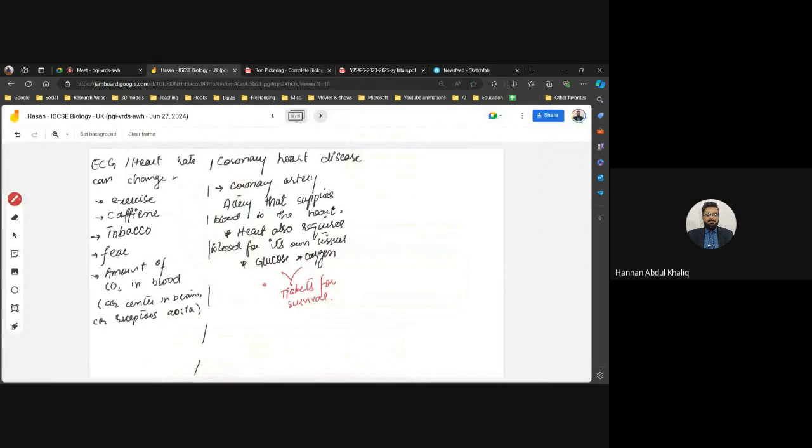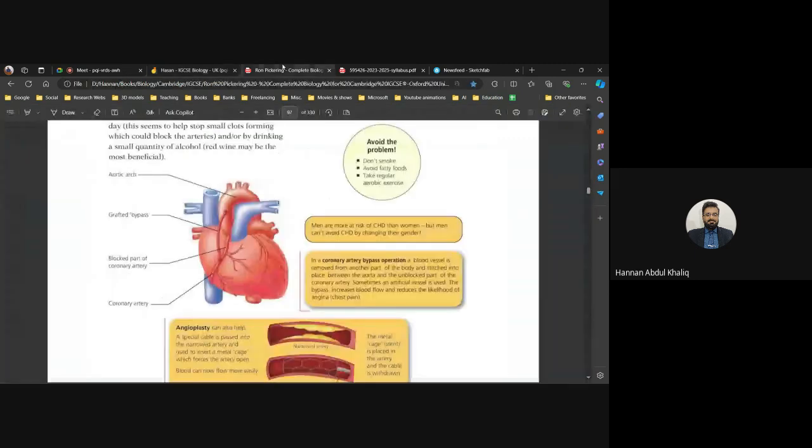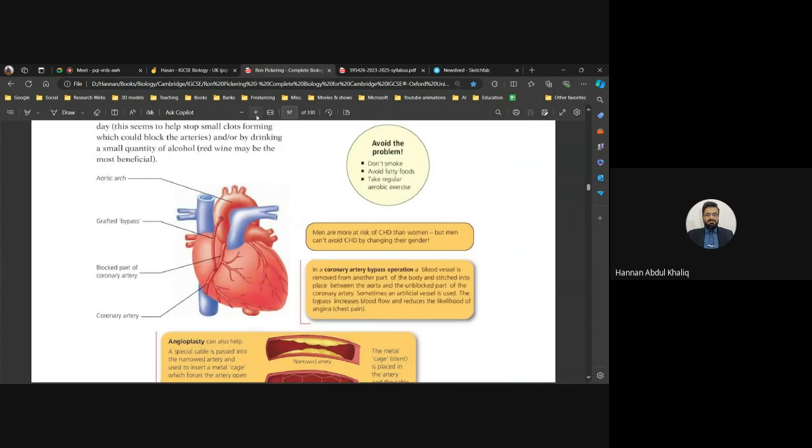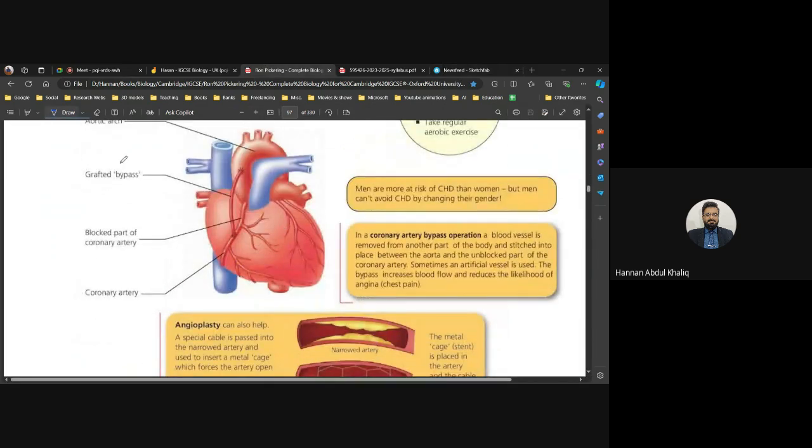I'll not be drawing the diagram over here. I'll just be taking you to this picture. Just ignore the vessel, the grafted bypass, currently. Now look at the placement of the vessels. This is one of the major vessels. And these are the vessels which are covering a small area.